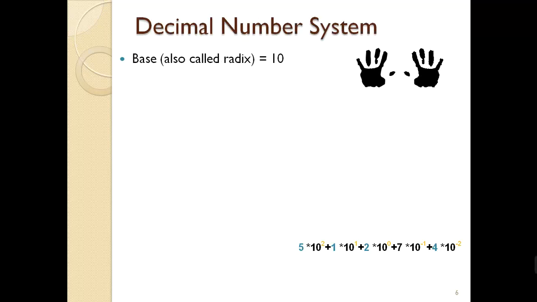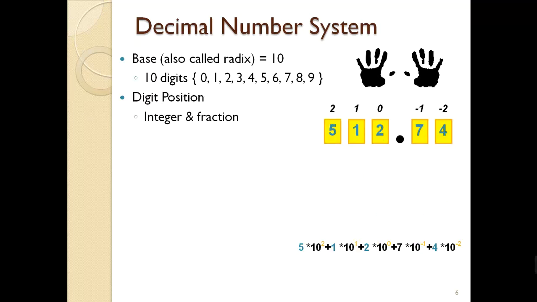Next, the decimal number system. The base of the decimal number system is 10 because the range of the number is 0, 1, 2, 3, 4, 5, 6, 7, 8, 9. So 10 numbers, so the base r equals 10, with 10 digits. The next topic is digit position, integer and fraction. The first part is the integer, on the left hand side. Then the right hand side is the fractional part, after the dot, that is known as the fractional part.